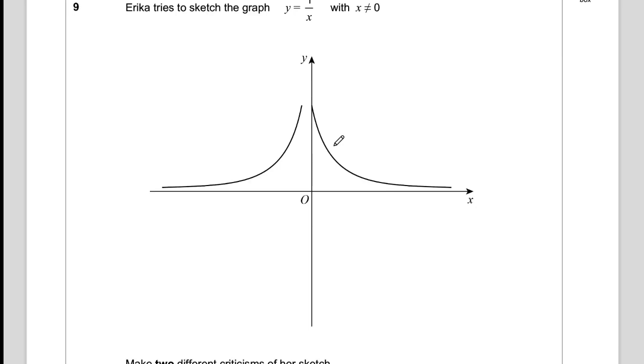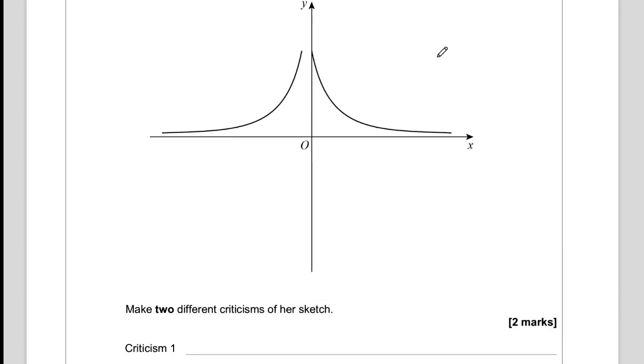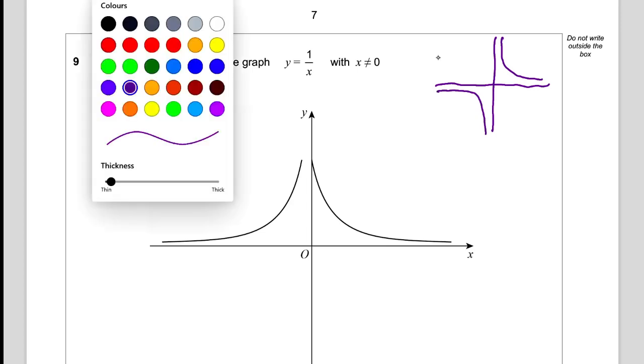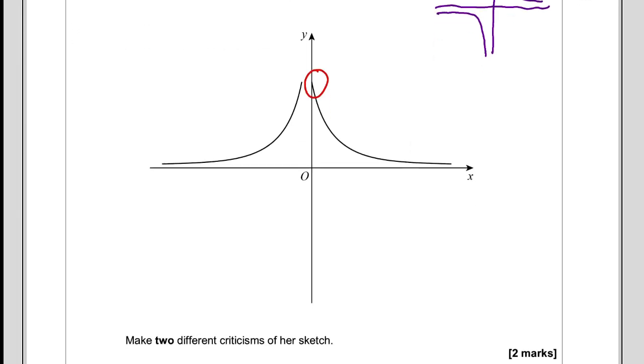Right, question 9. Erica sketches the curve of the graph y is equal to 1 over x, where x is not equal to 0. Make 2 criticisms of her graph. This is going to be a reciprocal graph. So a reciprocal graph should look like this. So my 2 issues are this part here, and then secondly, this part here. The whole of this curve should be here.